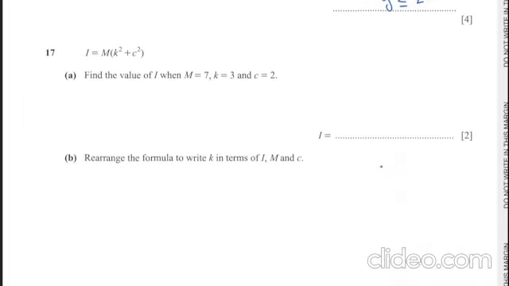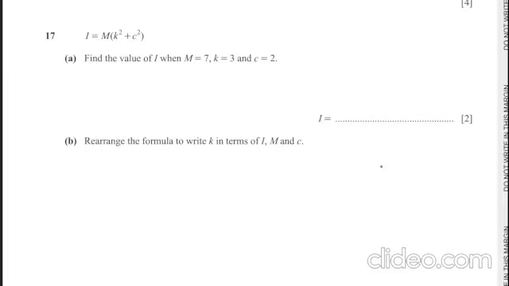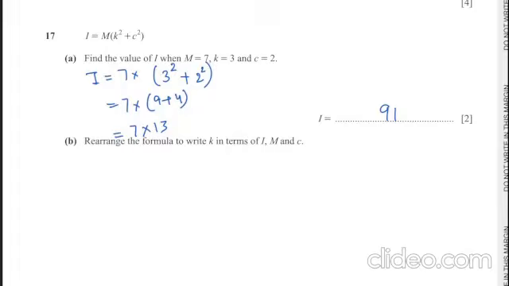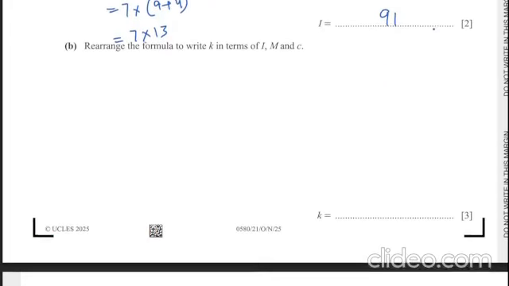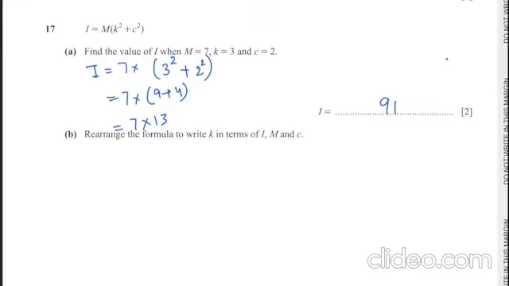Next, in the 17th question, I equals m bracket k squared plus c squared. Find the value of I when m equals 7. So let's put the value of m as 7, k equals 3, and c equals 2. So 7 times 9 plus 4. 9 plus 4 is 13. So 13 times 7 is 91. So the answer for I will be 91 in this case. Rearrange the formula to write k in terms of I, m and c.